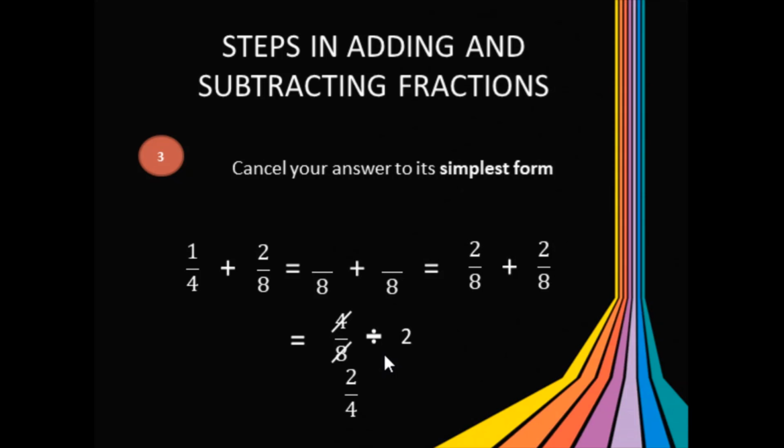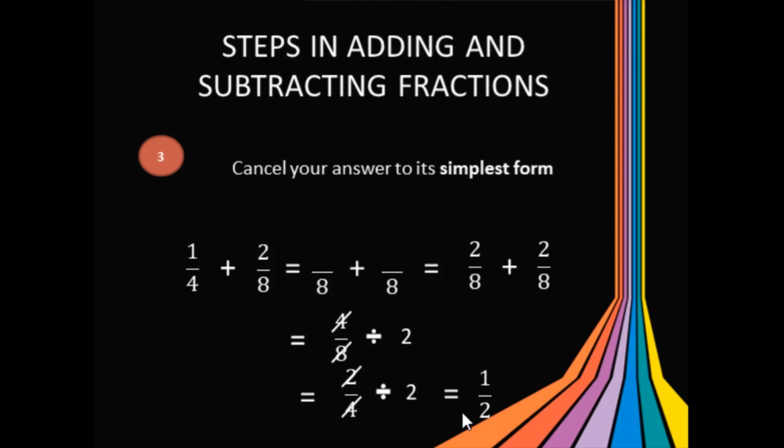So is our answer 2/4 already? Are 2 and 4 divisible by 2? Yes, so we cancel it again by 2. There, 2 divided by 2 is 1. 4 divided by 2 is 2. We get 1/2. So our final answer is 1/2. 1/2 is already in its simplest form. Okay?